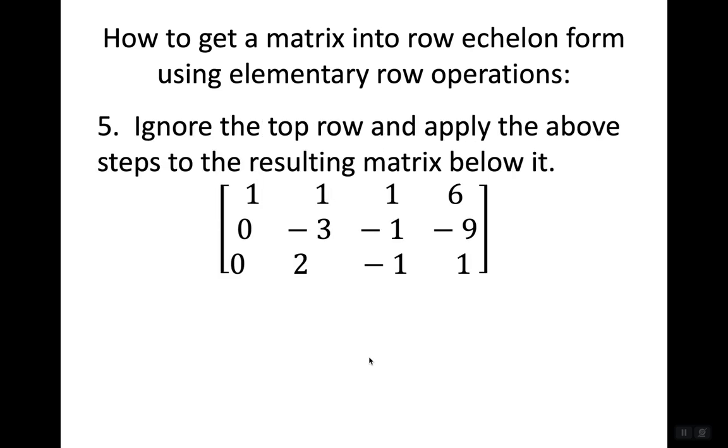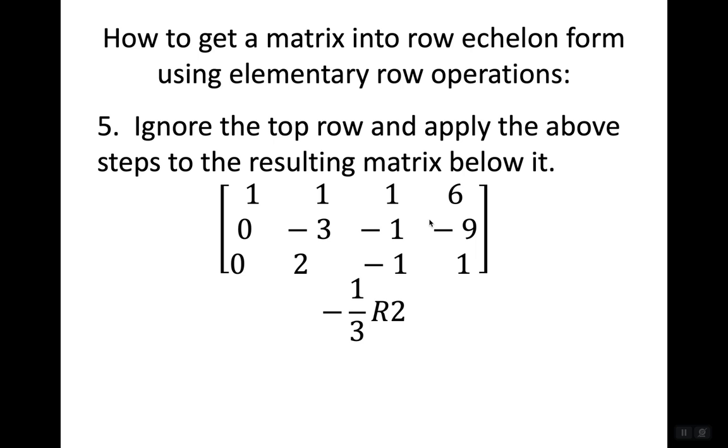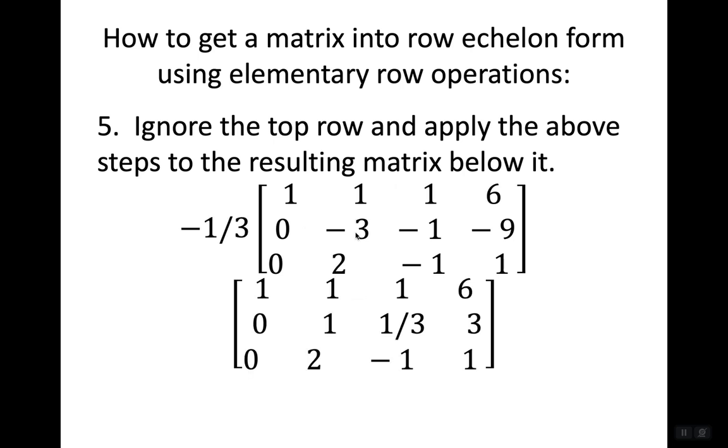So now we've dealt with this row, so we're good with that. That column's dealt with. So now we ignore the top row and we apply the above steps to the resulting matrix below it. So now we're gonna work on this matrix. Again, as before, we want this to be a leading 1. So we'll multiply row 2 by -1/3, and we end up with this. So -1/3 times row 2 is going to give us this row. So we'll end up with 1, 1/3, 3.